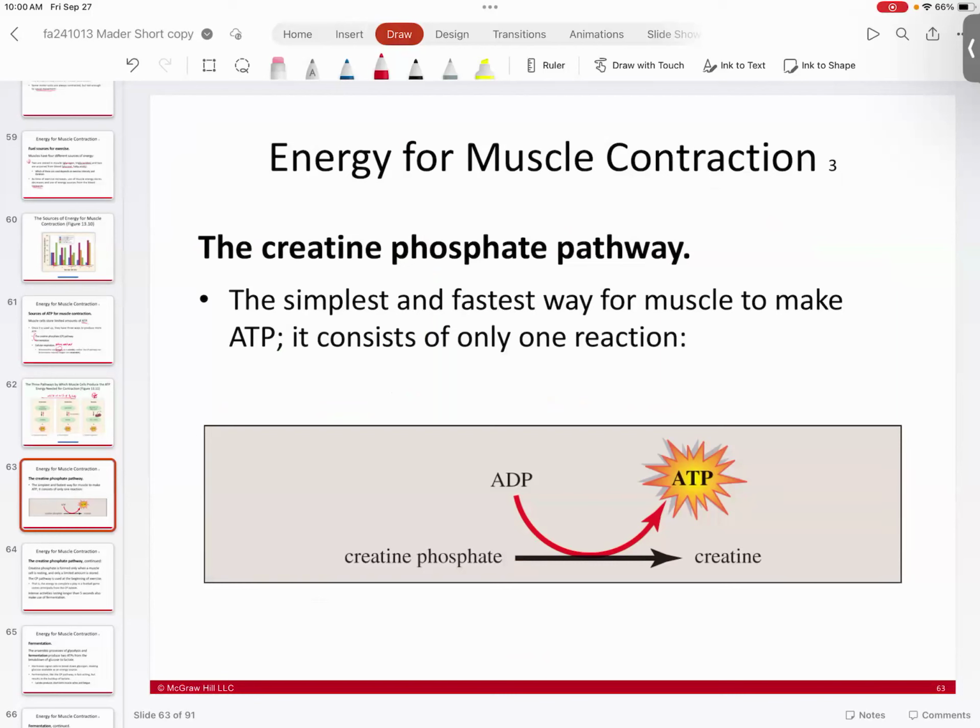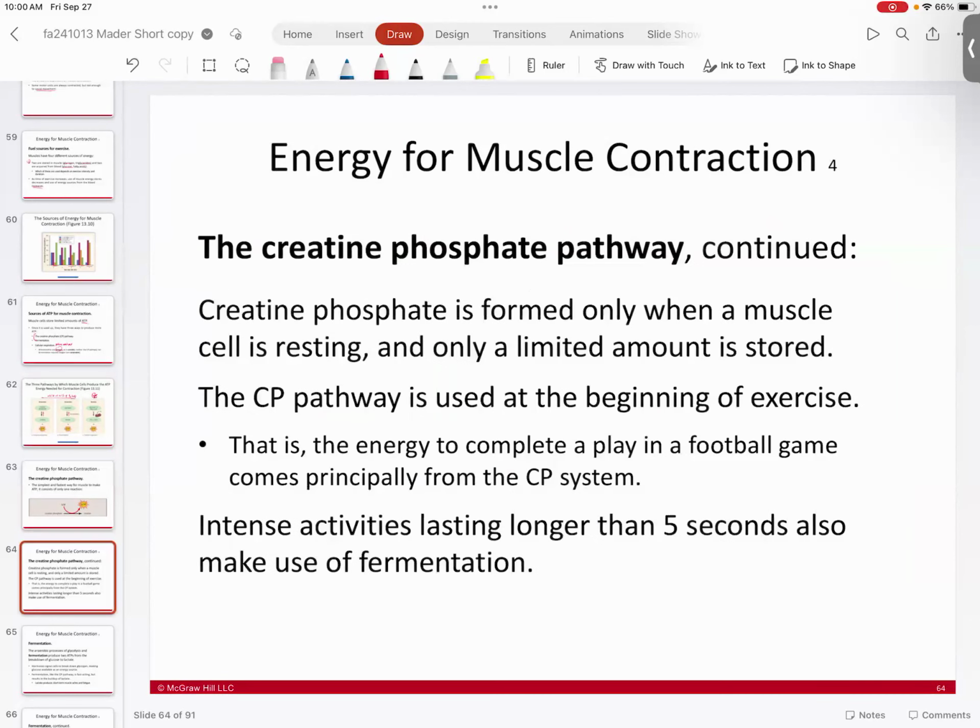So this is just another way of looking at the creatine phosphate pathway. So basically, you're going to have creatine phosphate. ADP is going to come in here, take that phosphate off the creatine, and it's going to give you creatine left over. So you're going to make an ATP there. This one is when a muscle cell is resting, and you only have a limited amount of this. So this is not a long-term strategy.